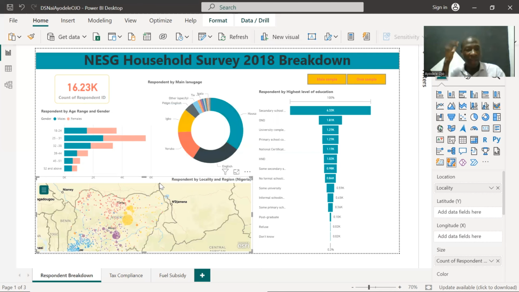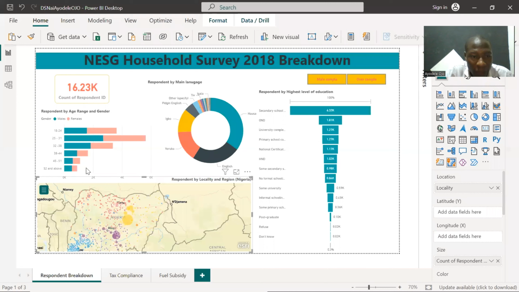Many of them speak Yoruba. And now the interesting thing about Power BI is that we have filters. Let me pick a part. Let me come into the Southwest now and just pick a household.